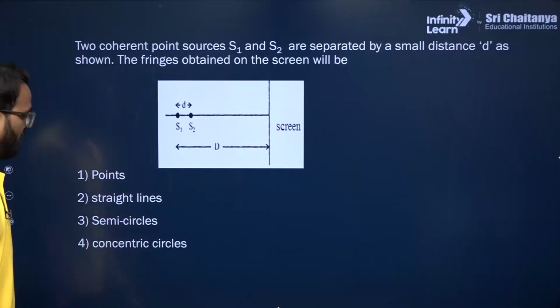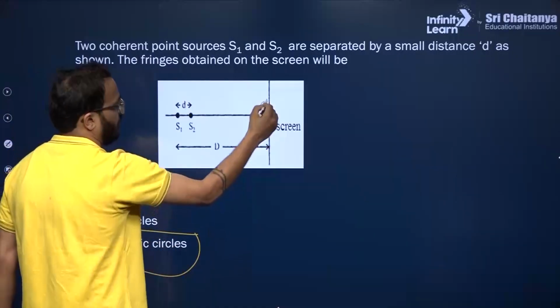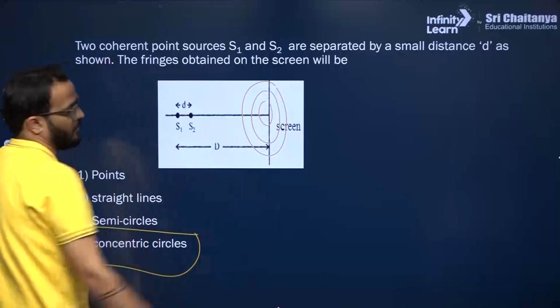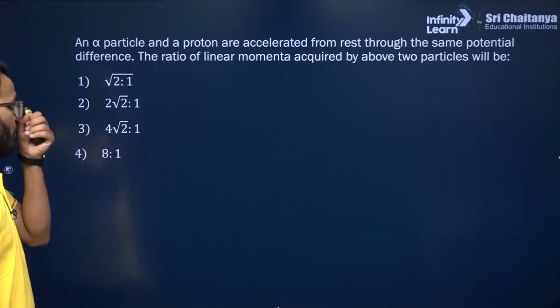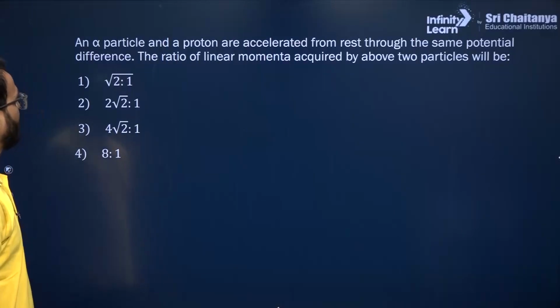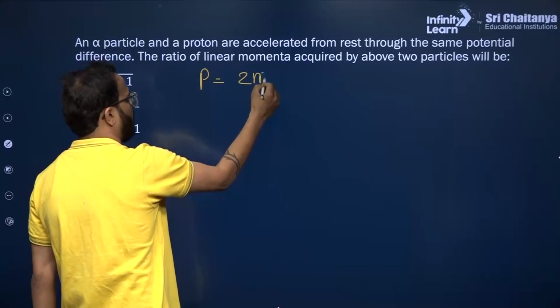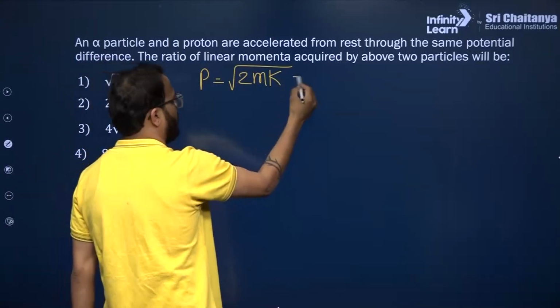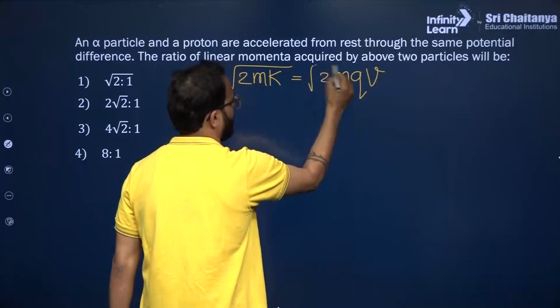Now this is an answer to be remembered. Concentric circles. Here we obtain concentric circles like this on the screen. An alpha particle and a proton are accelerated through the same potential difference; find the ratio of the linear momentum. What is linear momentum? It is root over 2mK. What is this? Root over 2mq into potential difference.